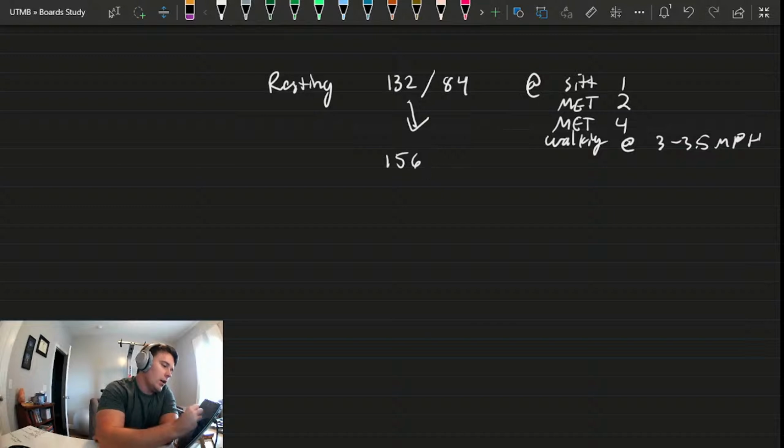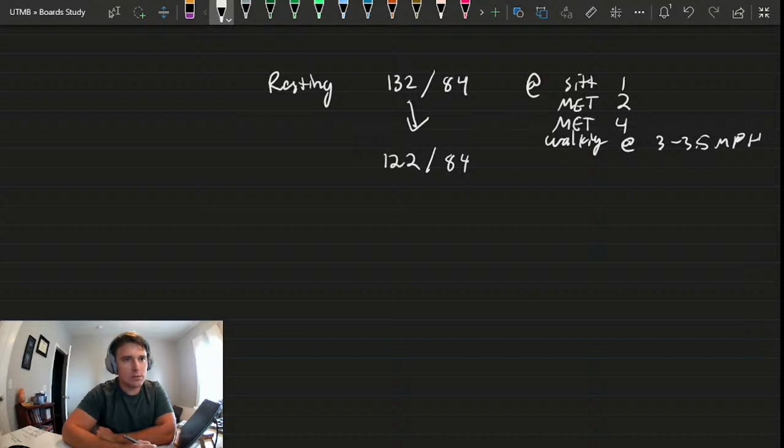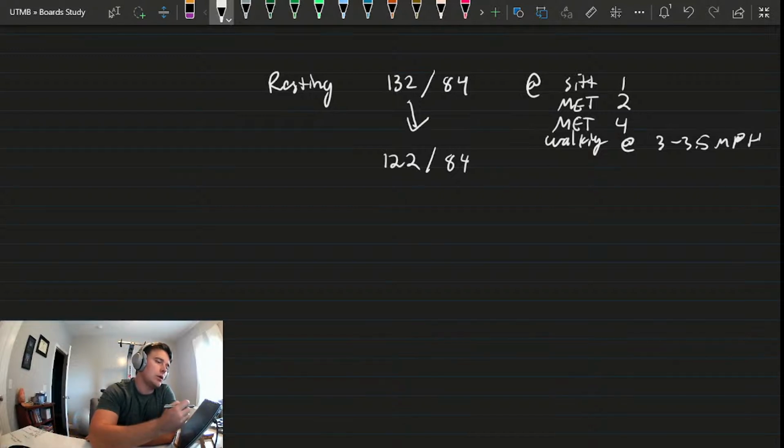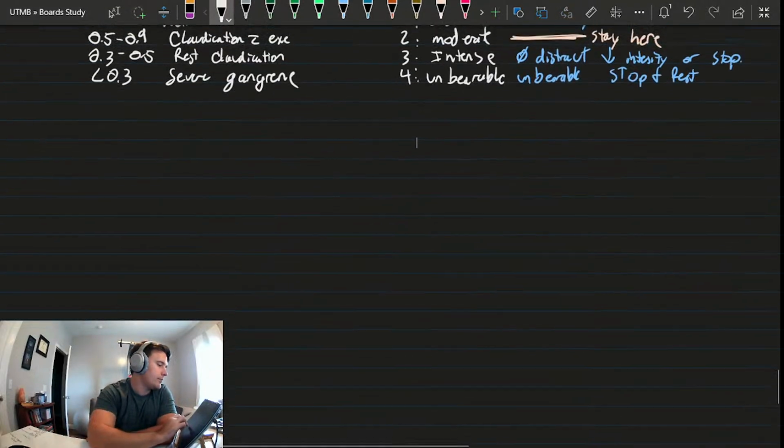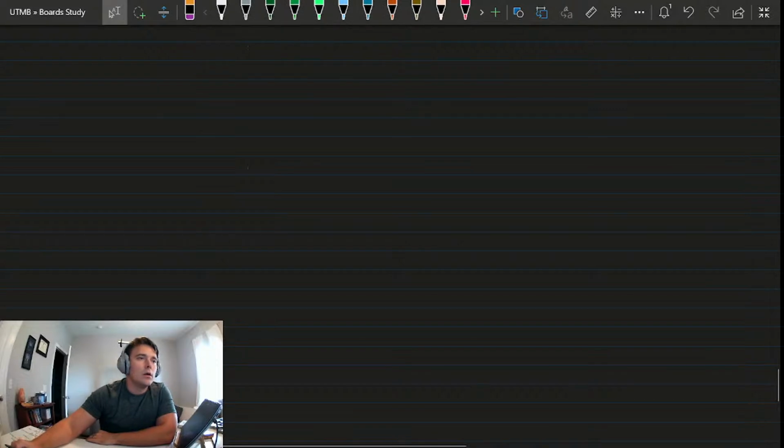So another one might be that it goes down to 122/84. And again, they have symptoms because they're increasing their activity level, but their blood pressure is decreasing. So their muscles are not getting an adequate amount of oxygen. So you're going to again stop, make sure that the symptoms go away, and then continue. I'm sorry, make sure it goes away and then discontinue the activity. All right.